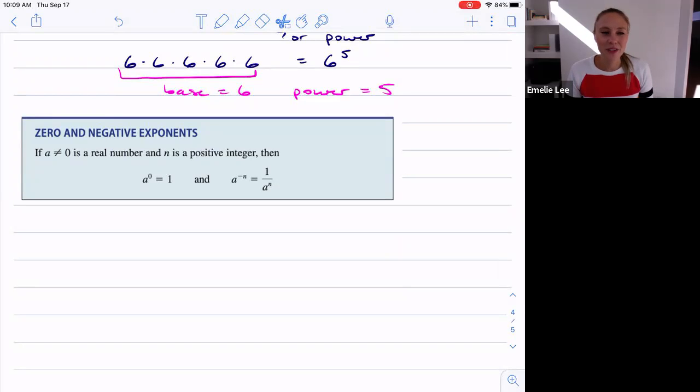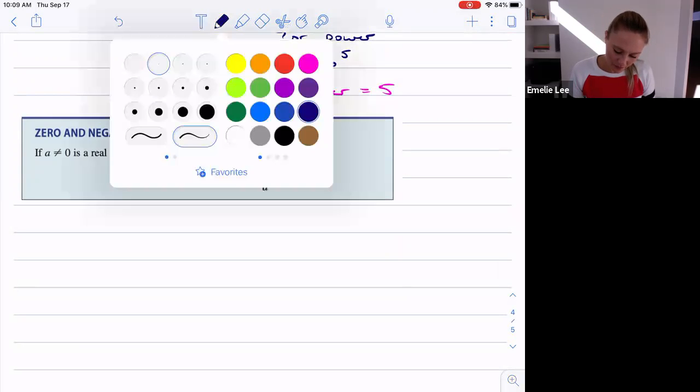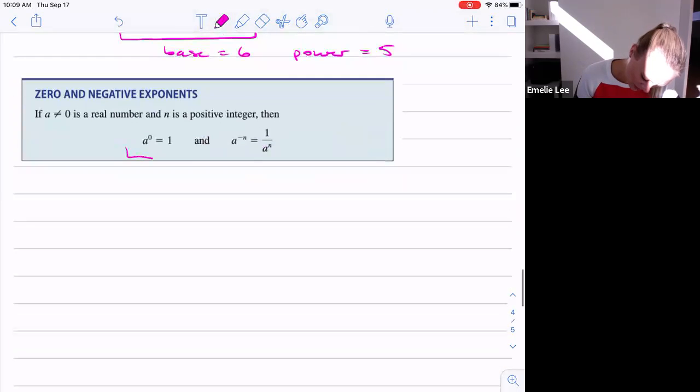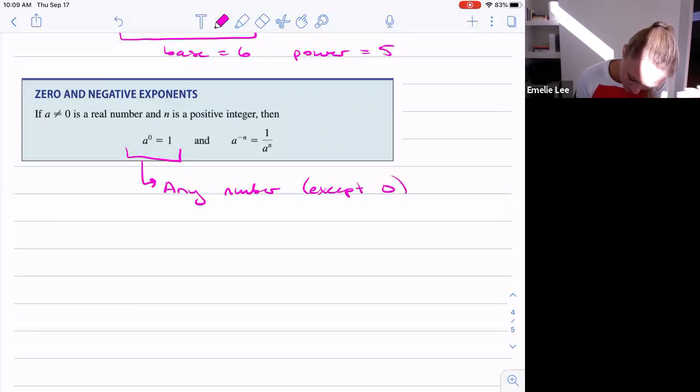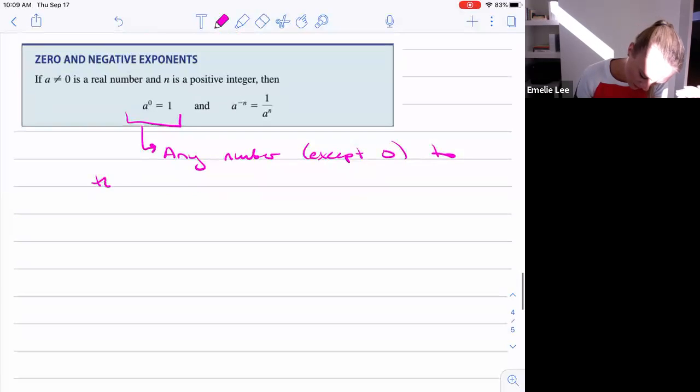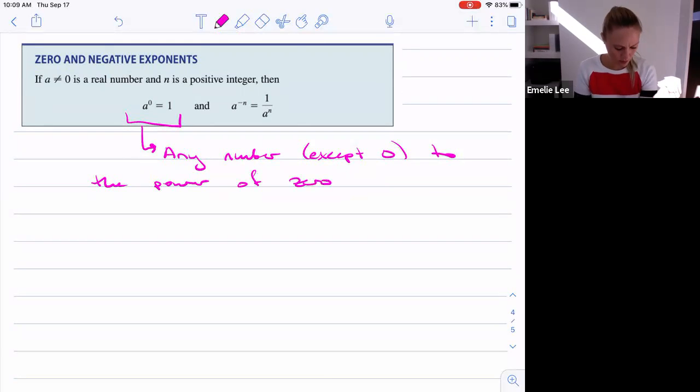Just some little fun facts, right? I'll do it in pink. Anything to the power of 0, as long as it's not 0 to the power of 0, is... 0 to the power of 0 is 0. But any number except 0 to the power of 0 is 1. Okay.